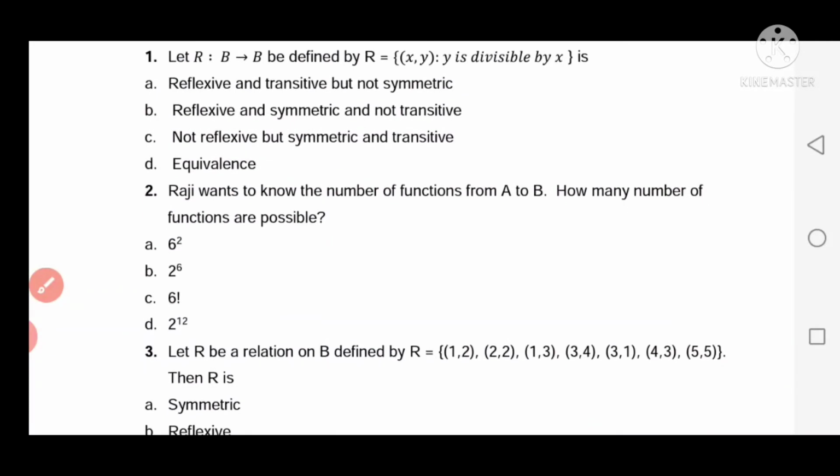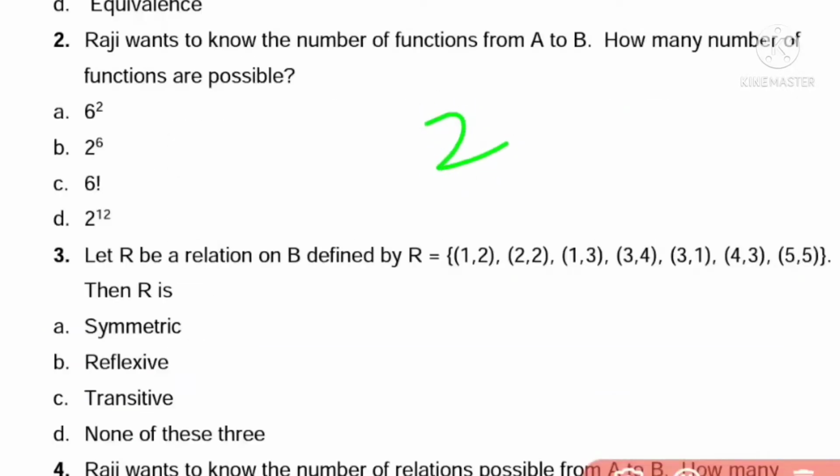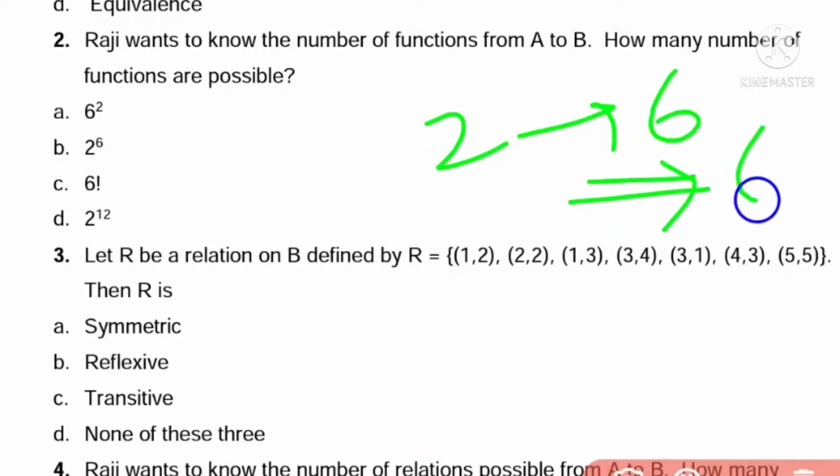Next is question number 2. Here Ranji wants to know the number of functions from A to B. How many functions are possible? Here in set A we have 2 elements and in set B we have 6 elements. So the number of functions will be 6 power 2. Okay, so here the answer is A.